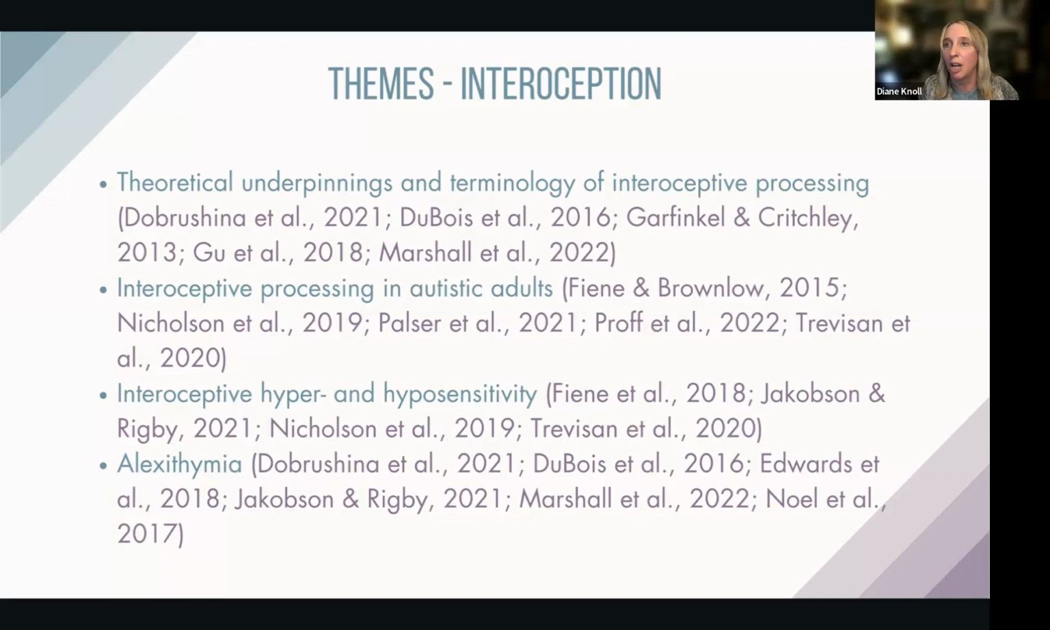And then when we're talking about what interoceptive processing looked like specifically for autistic adults, again, there was mixed research. I have some thoughts about that, which I'll talk about later. So some studies showed that challenges in interoception are settled or adapted once into adulthood. That was Nicholson et al. and Palzer et al. But other studies contradicted those findings. So Fine and Brownlow, Prof. and Trevison, those all found the opposite of that.